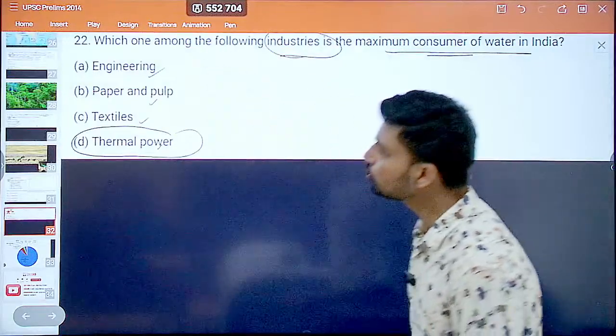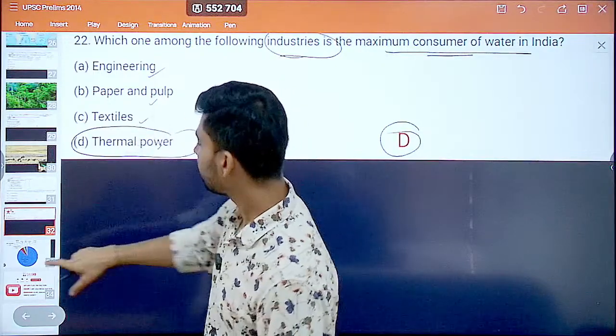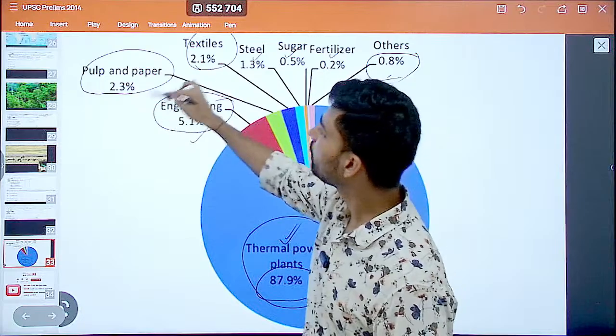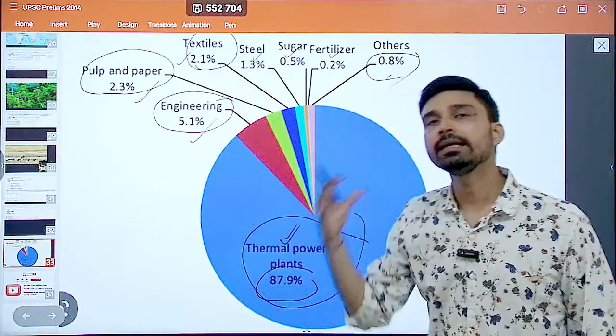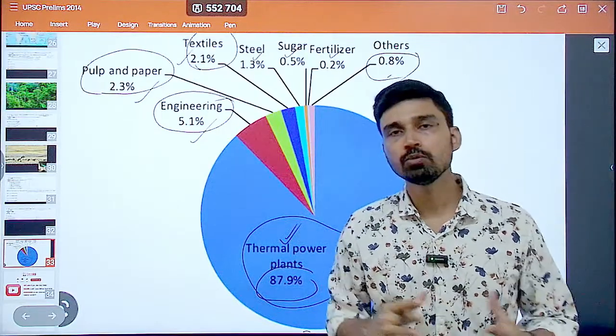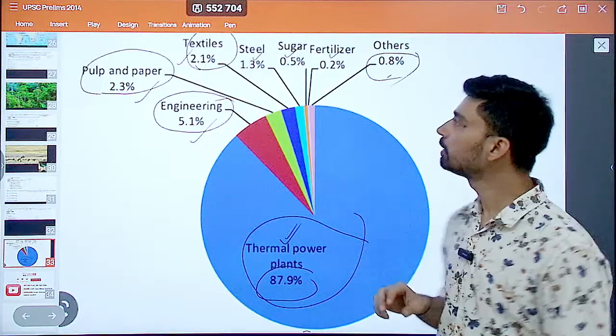If you want to arrange them in increasing or decreasing order, after thermal power plant: textile, paper and pulp, engineering, what is the correct option? Thermal power plant, engineering, pulp and paper and textile in the decreasing order as far as the consumption of water is concerned. So now this is about the first set of questions that we have discussed about 2013 prelims.